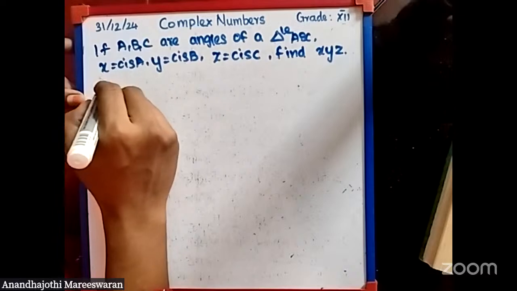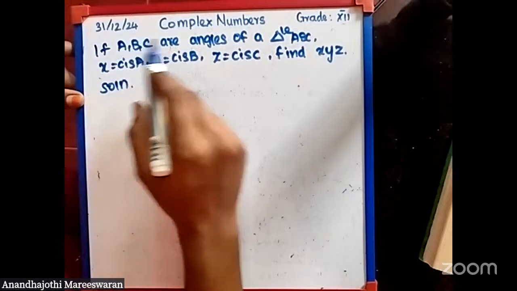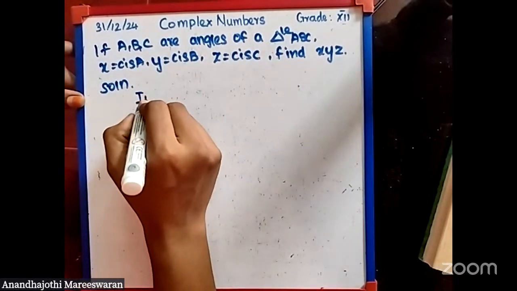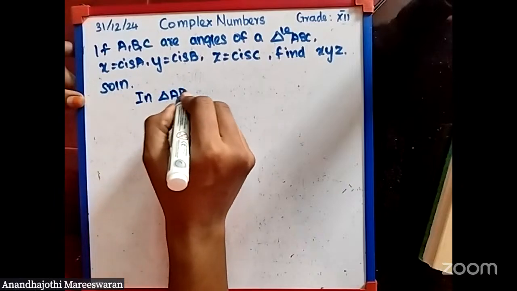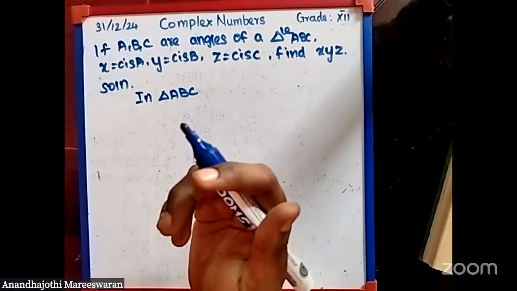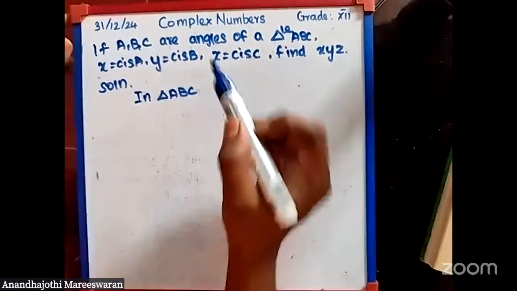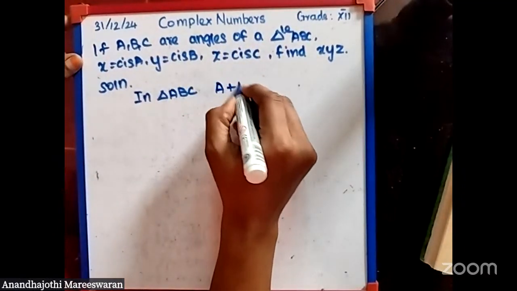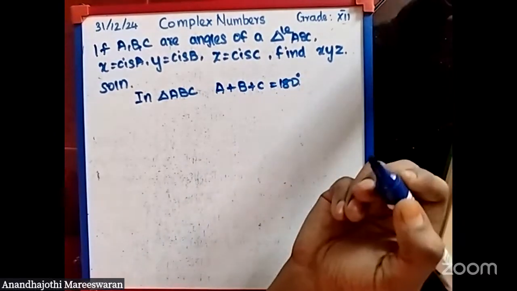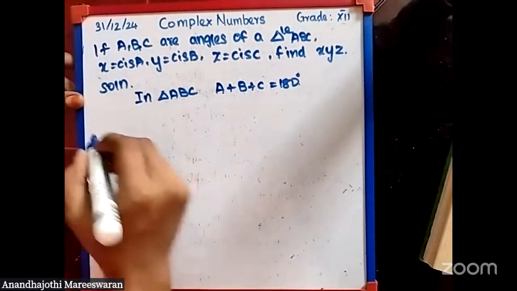Yes, of course. Solution. What is given? They have given that A, B, C are angles in a triangle ABC. If you consider a triangle, what will be the sum of the three angles? It's 180 degrees. Right? What are the three angles here? A, B, C. So their sum will be A plus B plus C equals 180 degrees. Right? So what we are going to find is xyz.